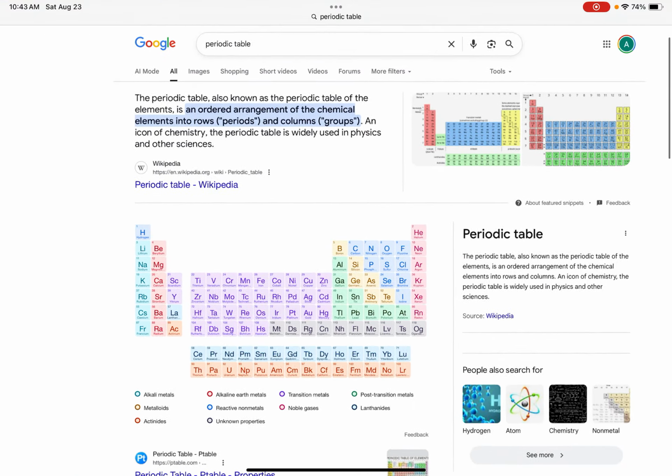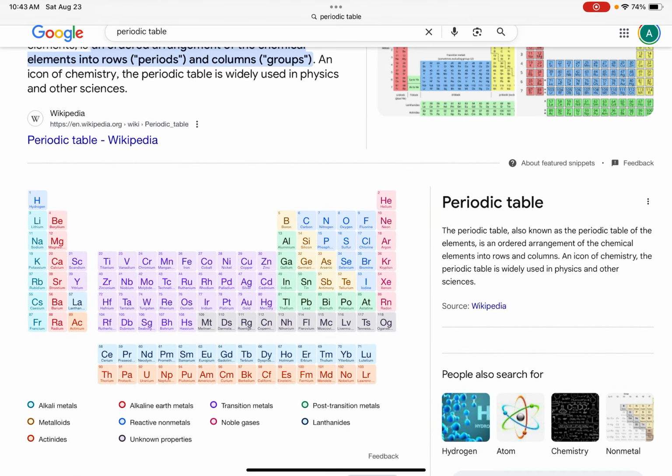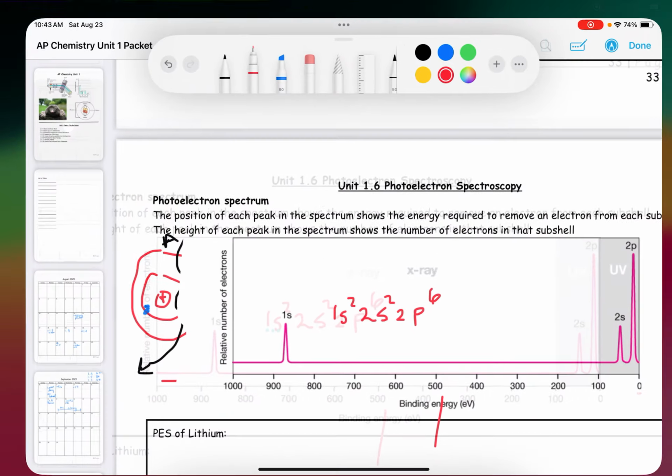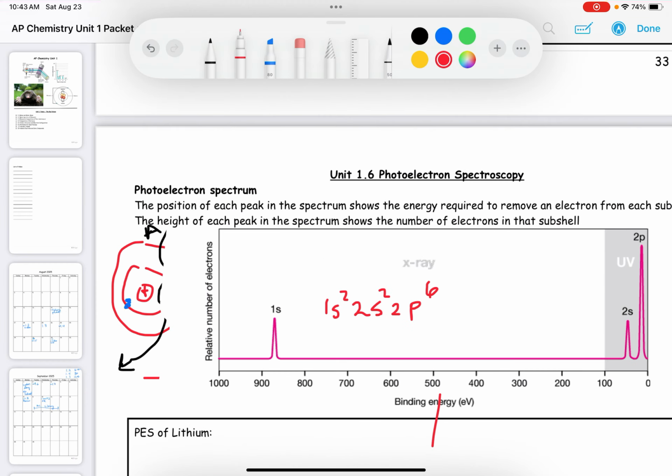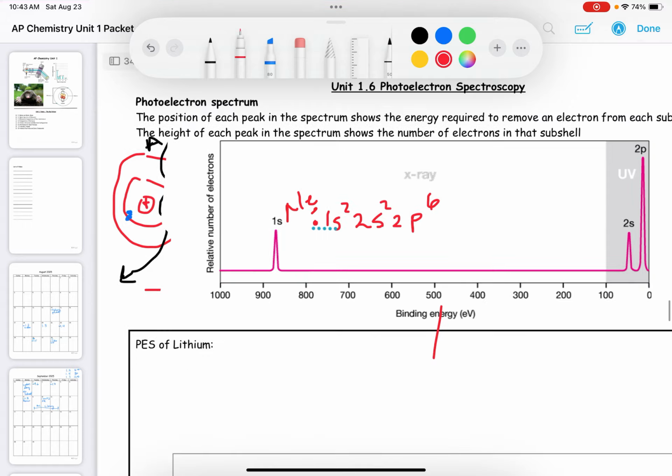That's okay. Alrighty, great. So this electron configuration, and thus the photoelectron spectrum, was for neon, ground state neon. All right, let's try this again.